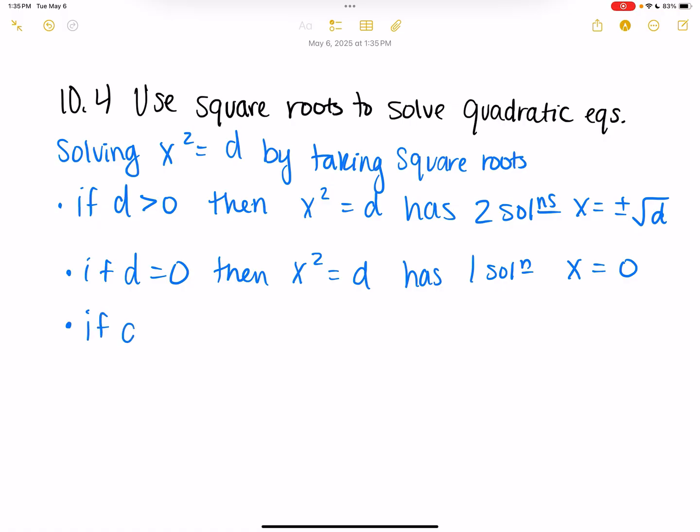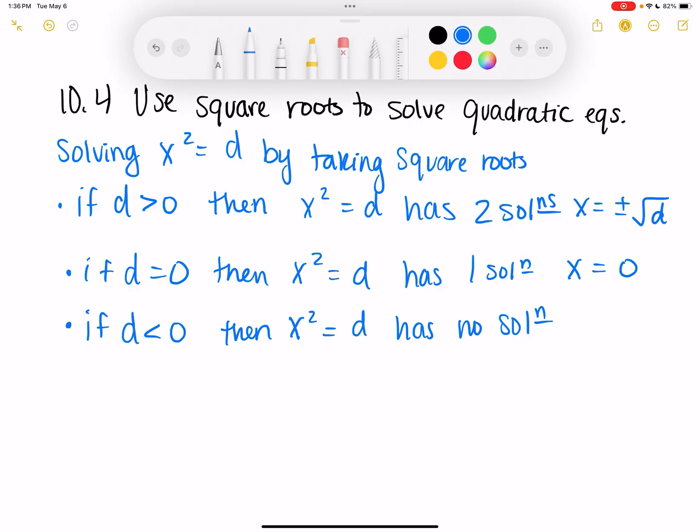If d is less than 0, then x squared equals d has no solution. Now, much later on in math, you will learn what happens if x squared is equal to a negative number. But right now, just no solution.